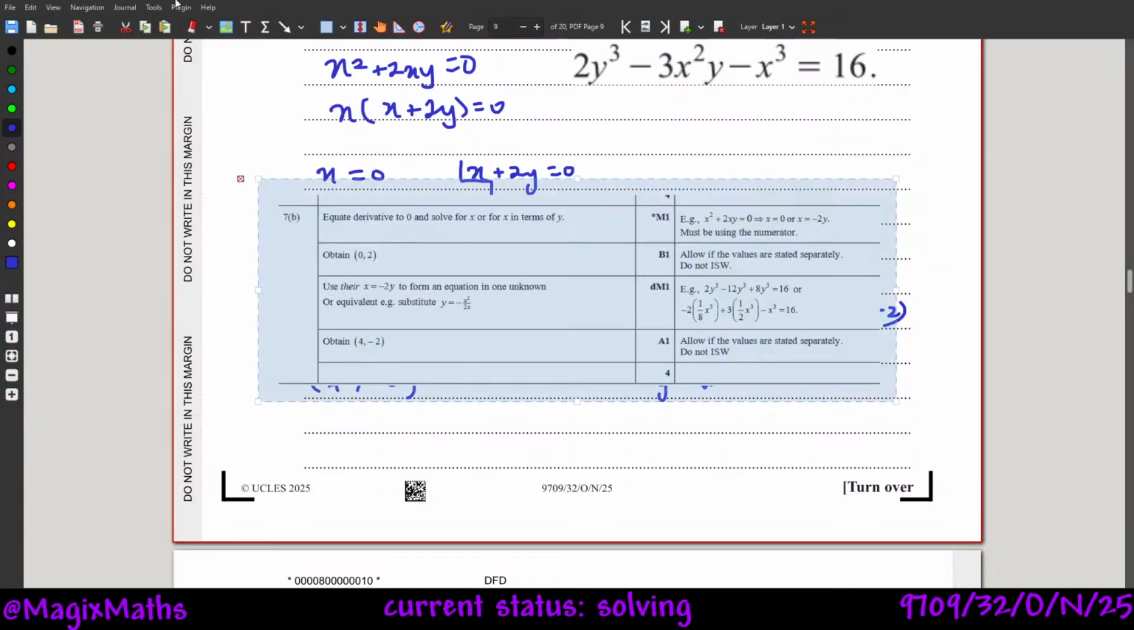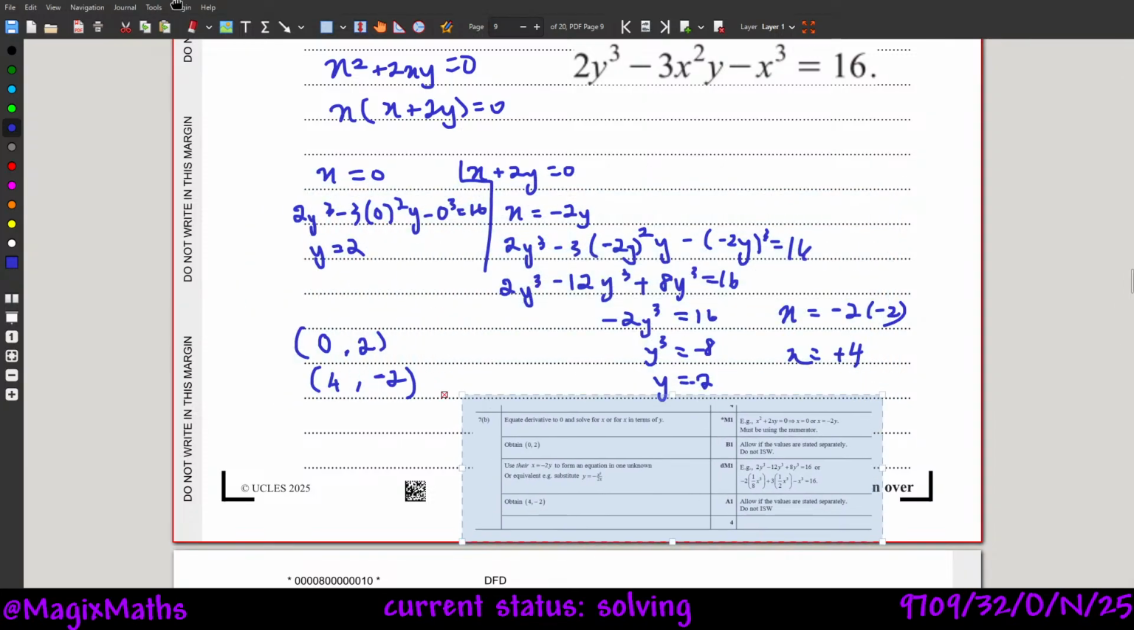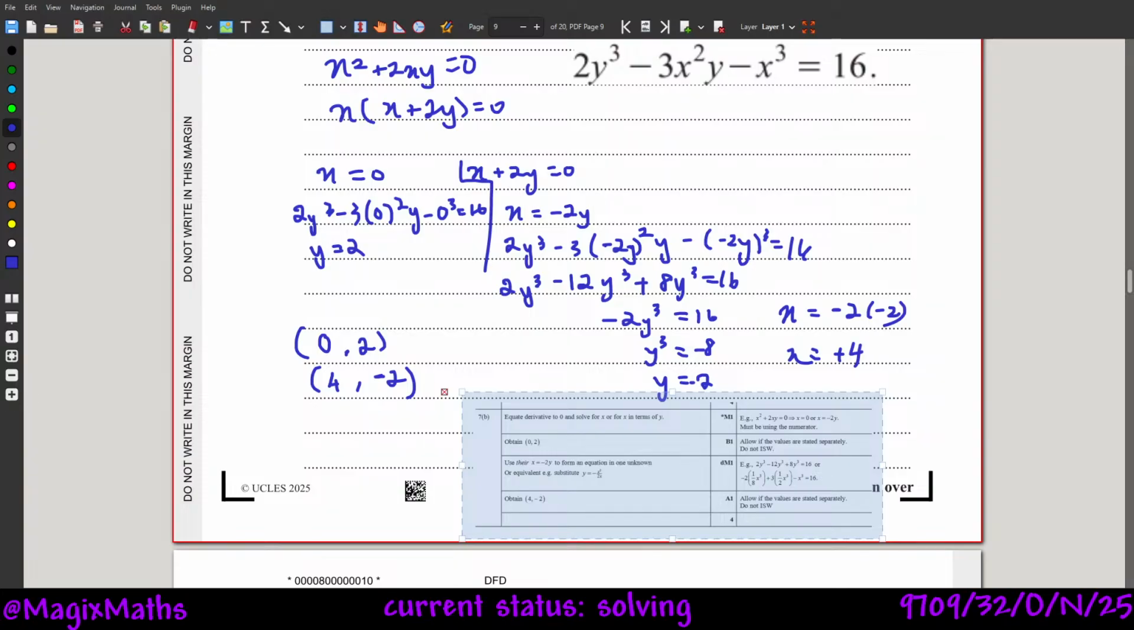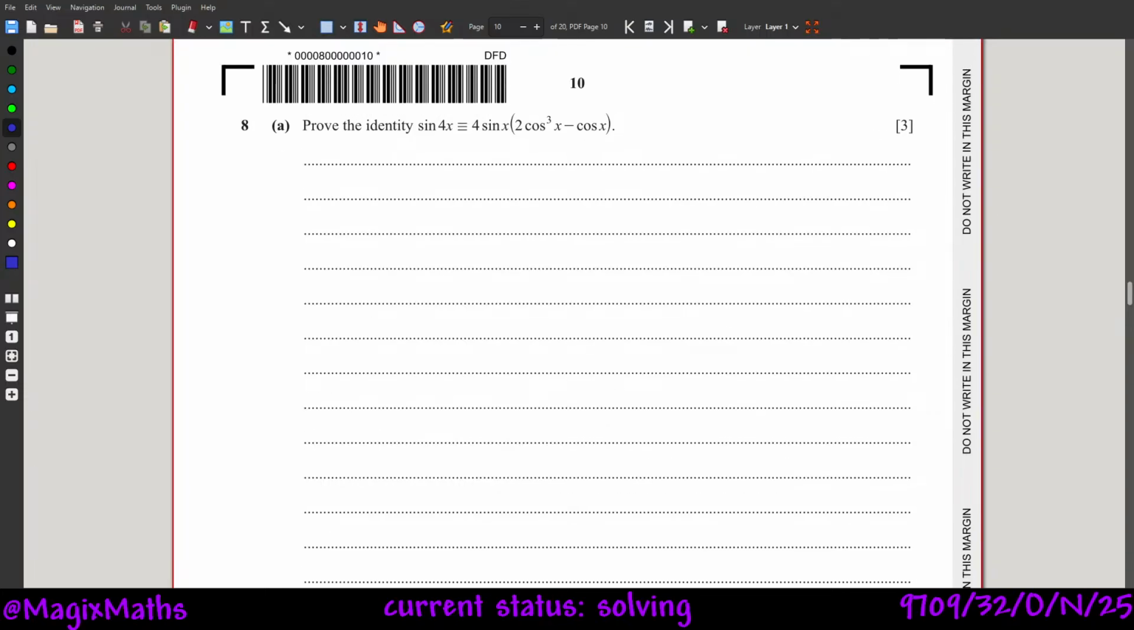Looking at our solution, it is correct, though I'm skeptical on our method. No, it is the correct method. Moving on, we have question 8.